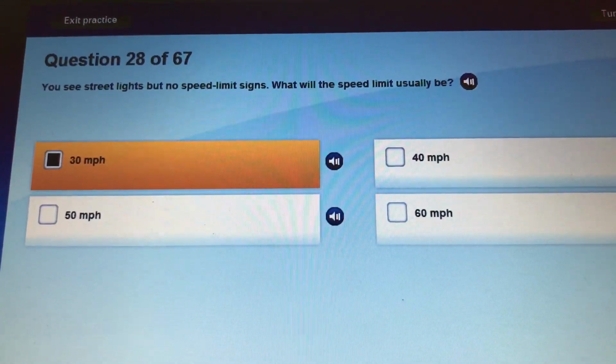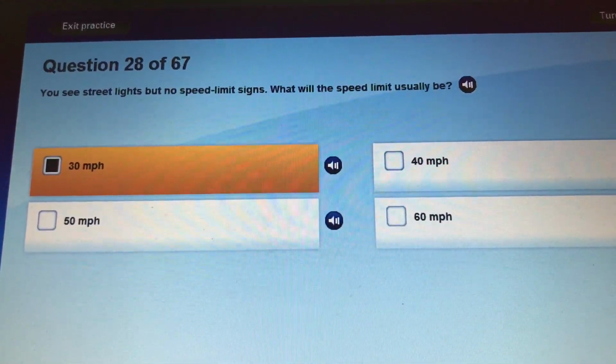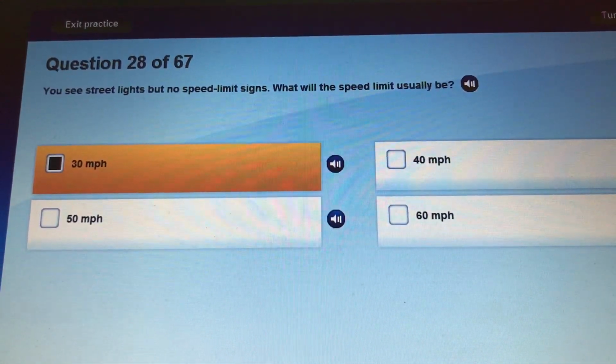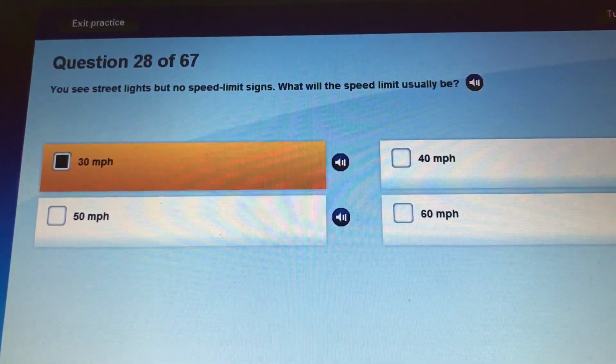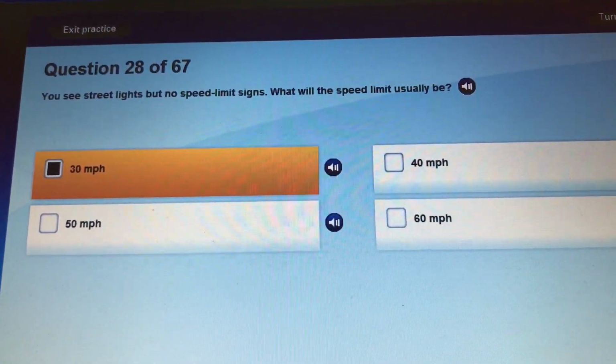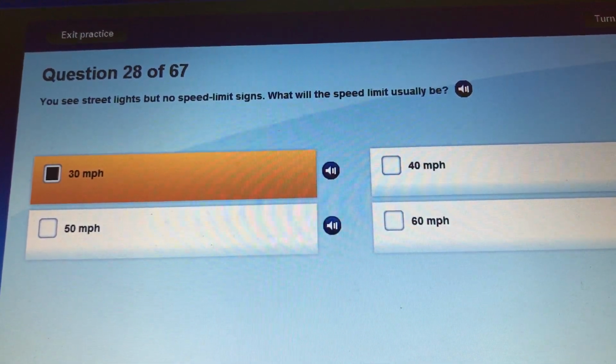You see street lights, but there are no speed limit signs. As a driver, what will be the speed limit on this road? You need to know your speed limit will be 30 miles per hour.